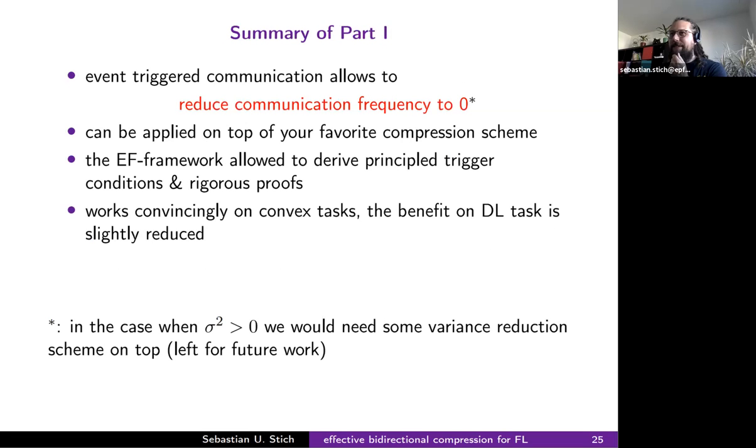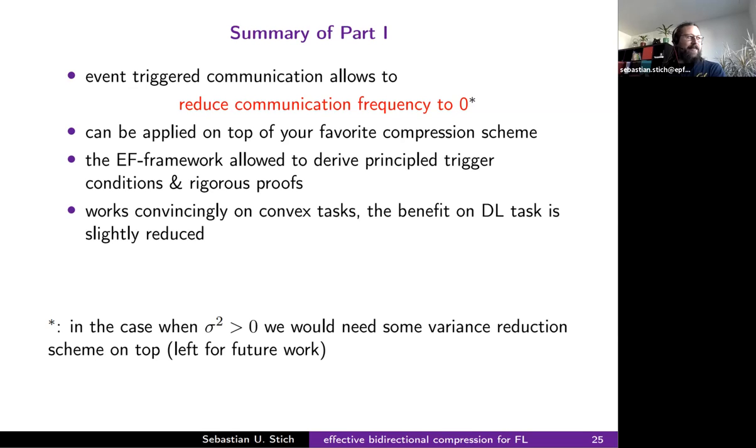So to summarize a bit, we have seen this event-triggered communication as somehow the main idea. I've not shown you the exact algorithm because I think maybe there are slight variations that could even be improved, but somehow the main idea, this triggered communication, is the main part. So we can reduce the frequency to 0, but only if we don't have stochastic updates for the moment.